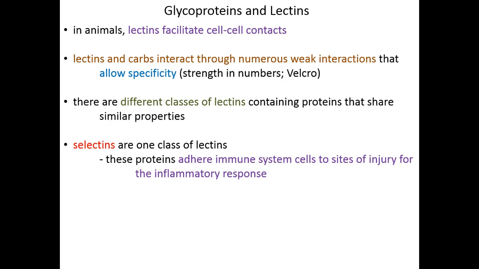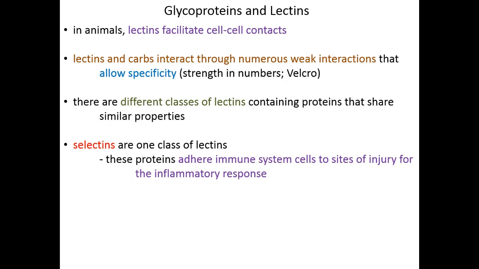Selectins are found in immune system cells, and they allow immune system cells to anchor at the site of injury for inflammatory responses. So you can imagine if there is cellular damage, if there's a breach in the integrity of the organism, say a wound or a bruise or a cut, and we need an immune response in that area, those cells around that wound, around that trauma, instantly begin expressing glycoproteins.